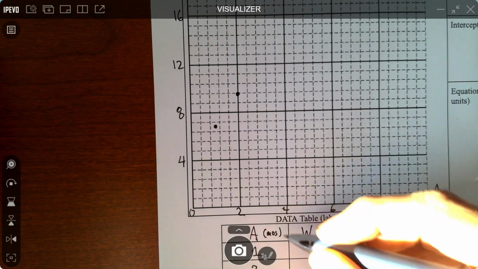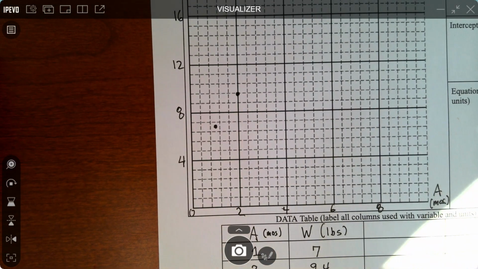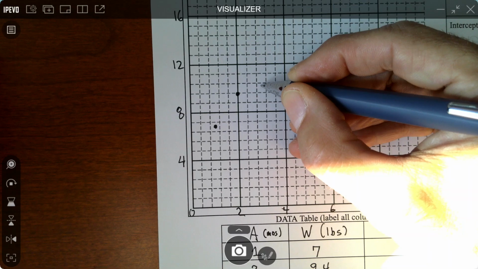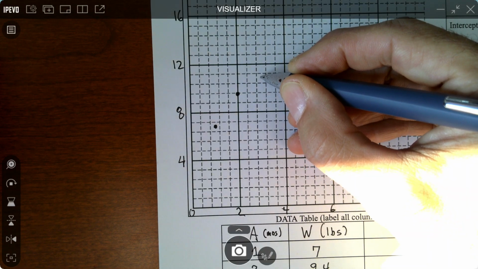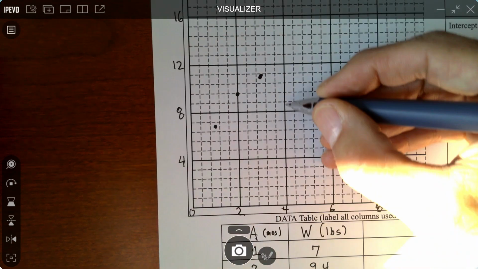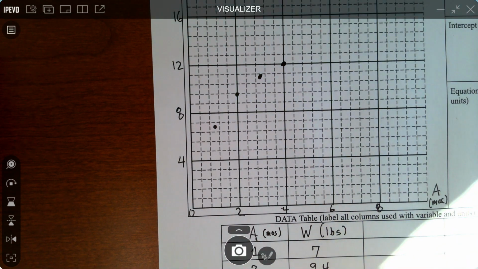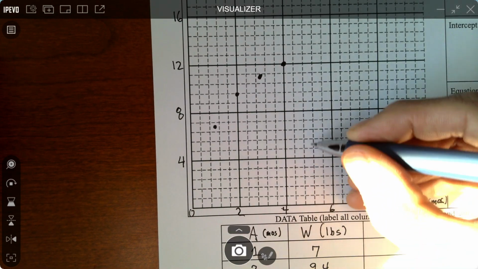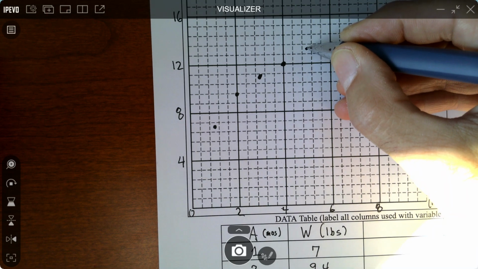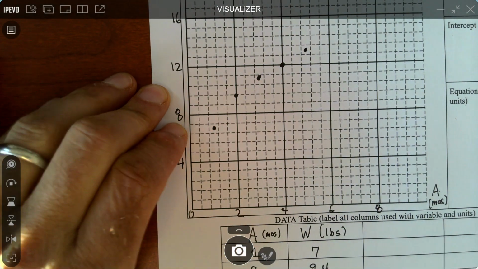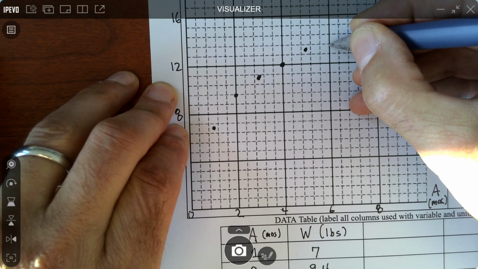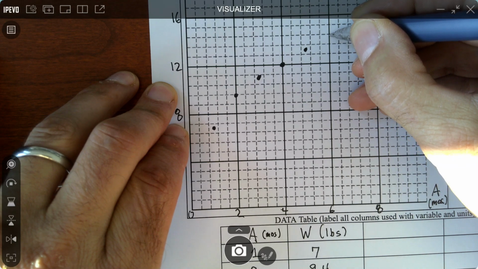Now I want to be at 3, exactly in the middle between 2 and 4, and 10.5. So 10 would be there, 11 would be there, so 10 and a half is maybe right there. Next one is at 4 and 12. That's an easy one right there on that intersection. 5 and 13. So 14 is here, 13 is halfway between there, so right in the center of that little square looks right. 6 and 14.3. Well, 14 is exactly in the middle, so that's here, and a little more, like right there.